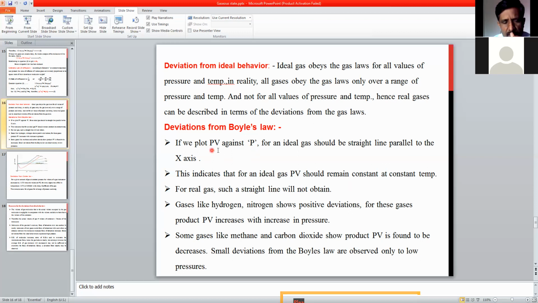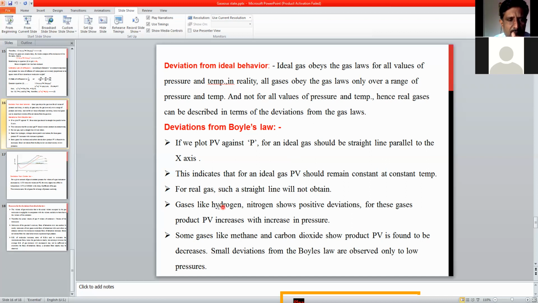We are varying the pressure, but the product of P into V is always constant at a constant temperature. This will be true for the ideal gases. But for the real gases, such a straight line will not be obtained.